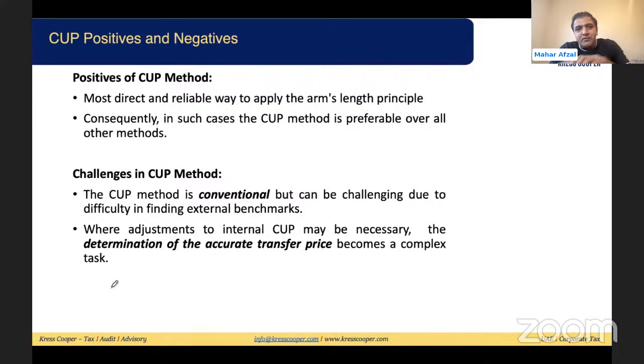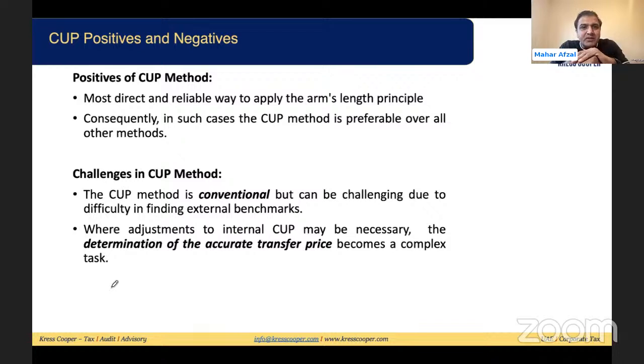So I think you understood what CUP is. The price being charged for the uncontrolled transaction should be the same price for the controlled transaction. This uncontrolled transaction can be of two types, internal CUP or external CUP. If the circumstances are different, quantity, volume, delivery terms, input terms are different, the difference needs to be adjusted and the arm's length price needs to be ascertained. This is the simple summary of the CUP method.